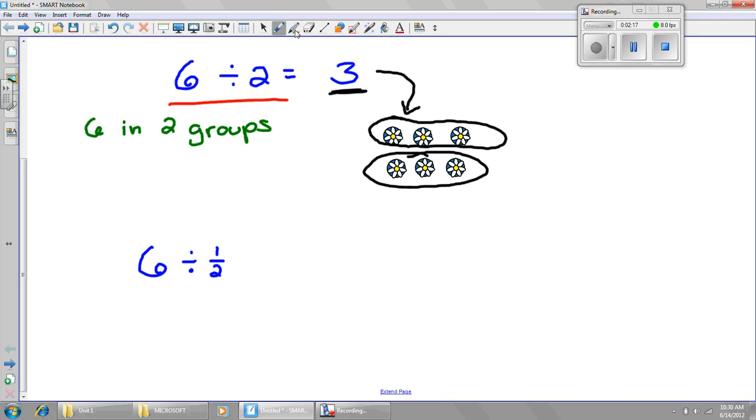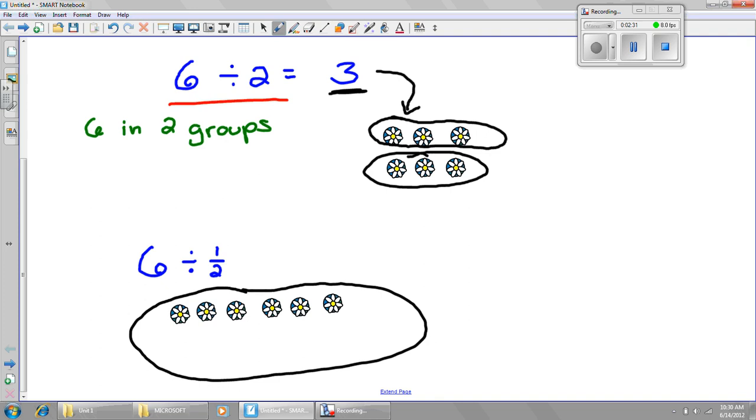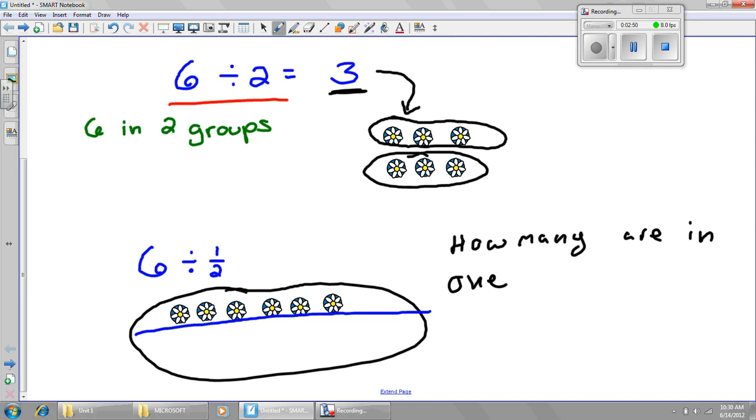Well, I'm going to need 6. Give me 6 flowers. And what I'm going to note is it's not 6 in one group. It's 6 in half a group. So let me cut this group in half. Well, let me ask you this. If there's 6 in half a group, how many are in one group? There's 6 in half of the group.